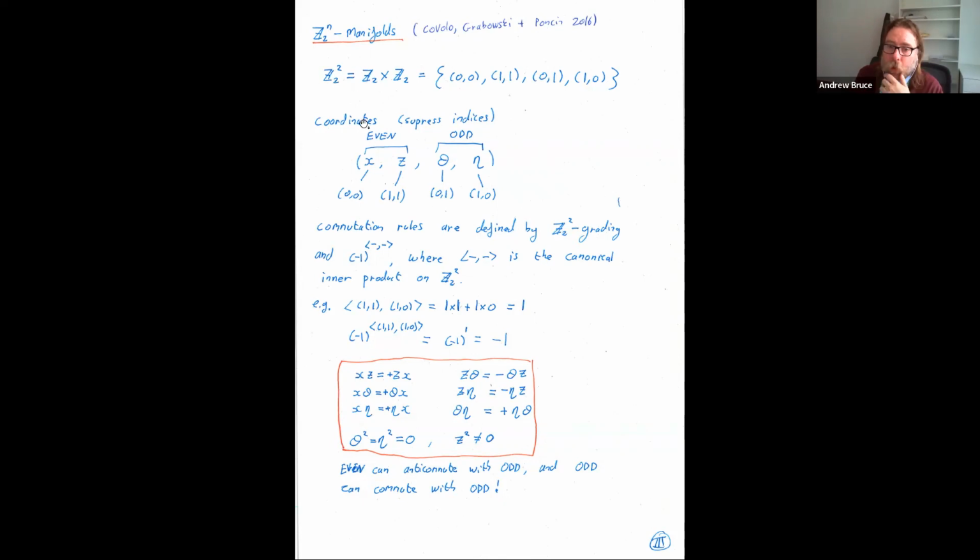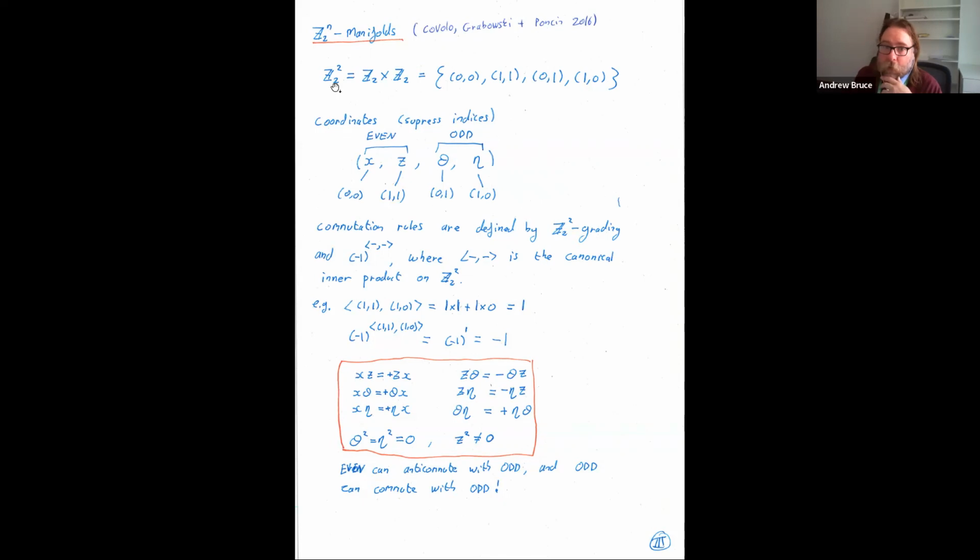So for a Z2^2 manifold, I'll suppress all the indices, so there may be more than one of these coordinates of each kind. But I'll have x, z, theta, eta. The first 2 are going to be even, the second 2 are odd. So I'm going to assign elements from Z2^2 to them, and I'll do it in this way. The first coordinate x is going to be (0,0). For z, I'm going to have (1,1). I'll call these even coordinates because if I sum 0 and 0, that's 0, that's even. 1 plus 1 is 2, that's even.